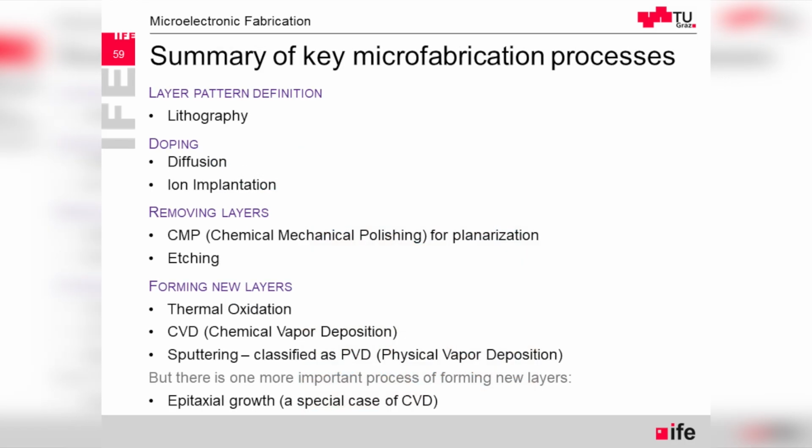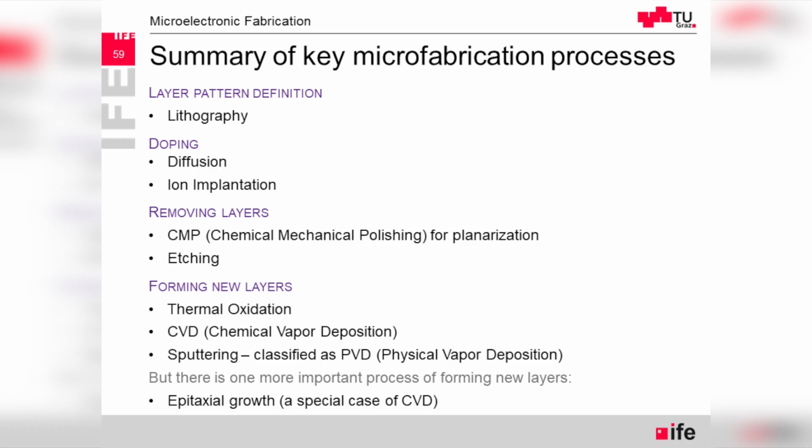So this is the summary of the microfabrication processes that we have covered. So once again, the layer pattern definition, doping, removing layers, either physical, chemical, or purely chemical with etching. Actually, deep reactive ion etching also has some physical part to it, so it cannot be simplified like that. And forming new layers, so chemical vapor deposition, part of which is the thermal oxidation. It's listed separately because it's just an important process, but it's also chemical vapor deposition, physical vapor deposition, and what has not been covered here, but I would like to spend just one more minute talking about is the epitaxial growth.